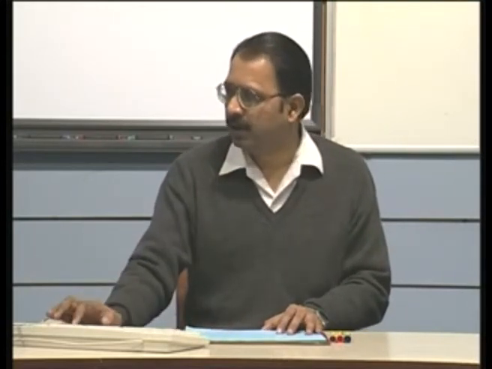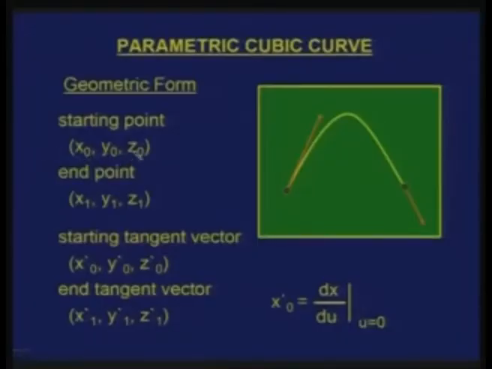Now, coming back to the geometric form, the input given is the starting point x0, y0, z0, which is shown here. Then I also have an end point x1, y1, z1, which is shown as another coordinate here. Then you have a starting tangent vector, shown in red color here, which refers to the x prime, y prime, z prime equations which we have written, and if I substitute u equal to 0, that becomes my tangent vector. The end tangent vector is x prime, y prime, z prime at u equal to 1.